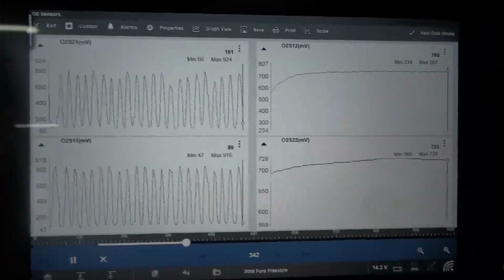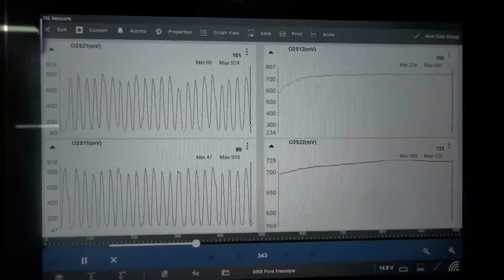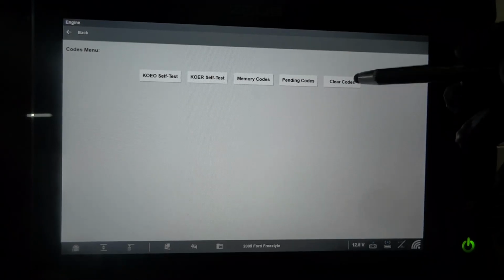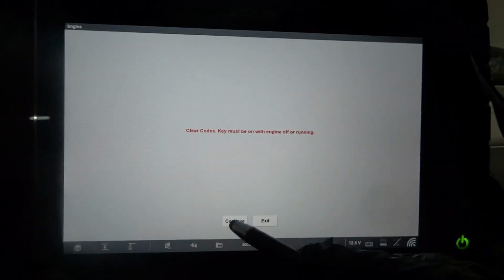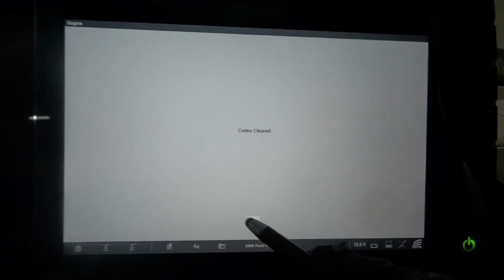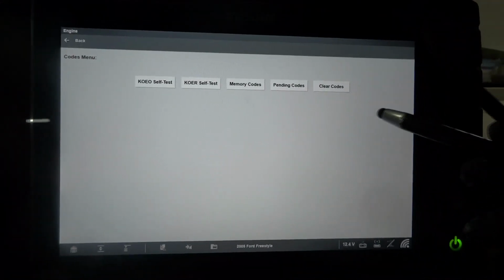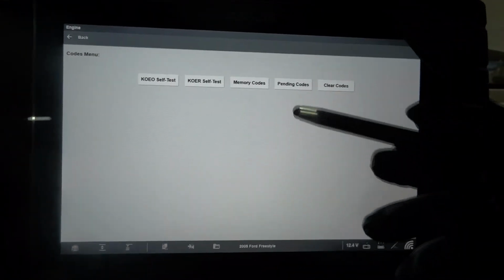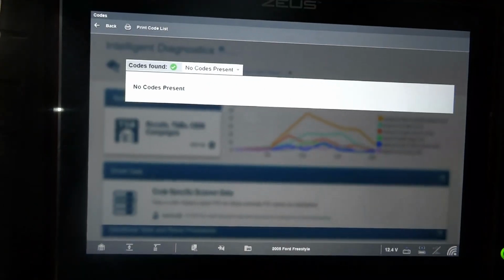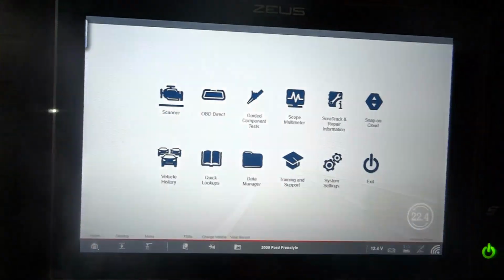I'm gonna turn off the engine. Let's turn the key on. So we're gonna go to trouble codes. We're gonna clear the codes. So we have cleared the codes. Let's read the code again. Let's go to pending codes. Right there, no codes present. So we're good to go.